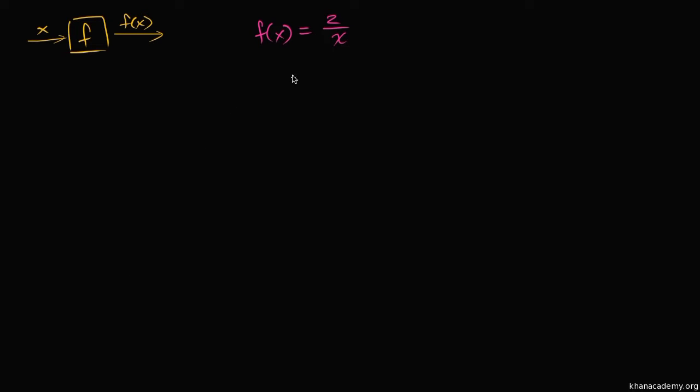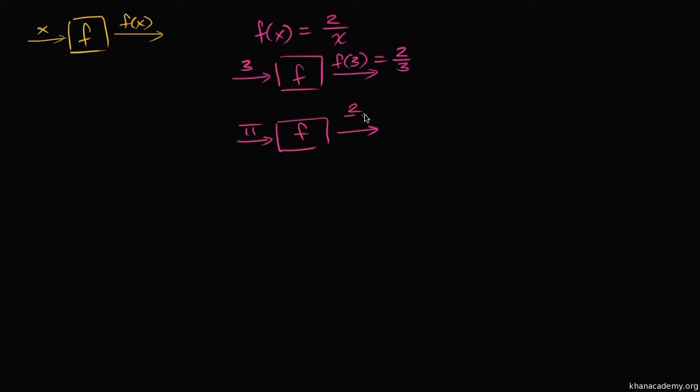So if that's my function f, if I were to input the number 3, well, f of 3 that we're going to output, we know how to figure that out. We've defined it right over here. It's going to be equal to 2 over 3. So for that input, we were able to find an output. If our input was pi, then f of pi, when x is pi, is equal to 2 over pi. So we were able to find the output pretty easily.